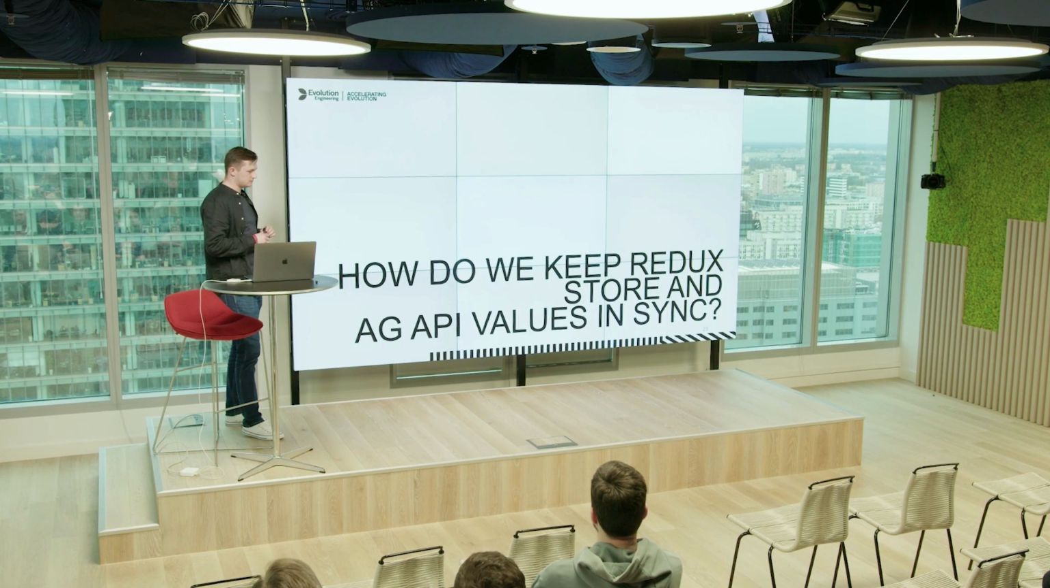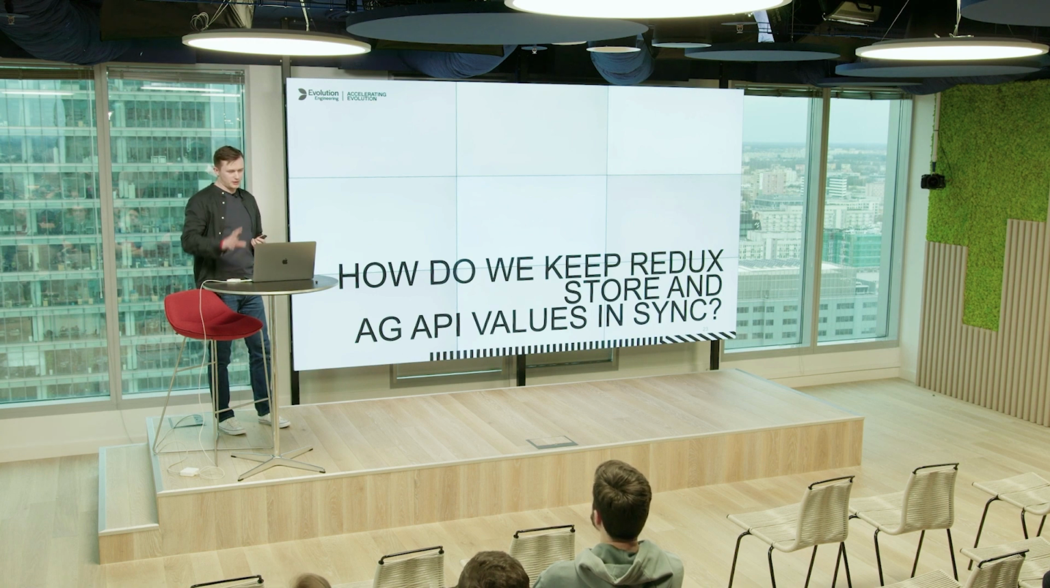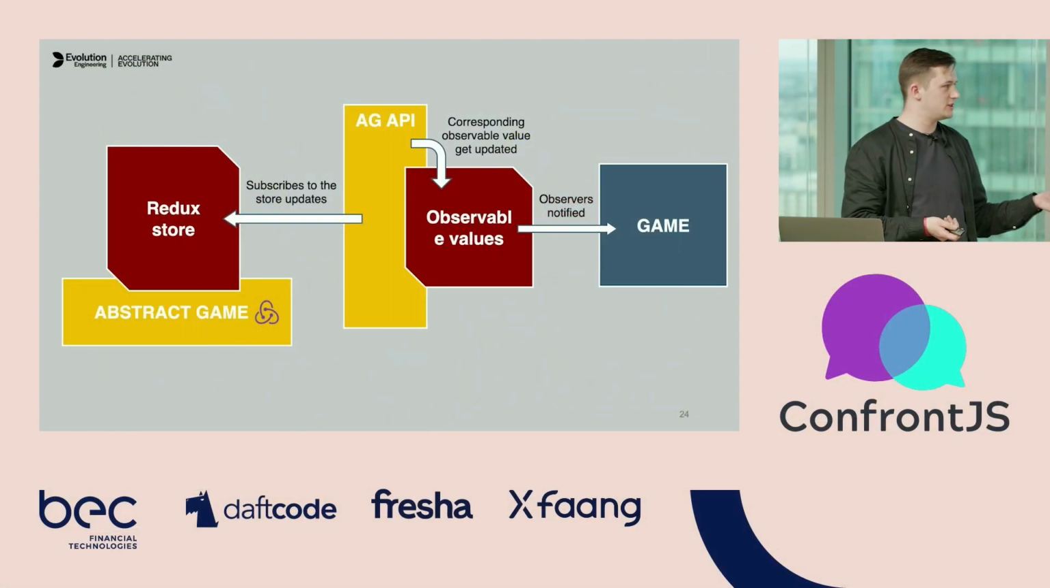Now the question. So we have the abstract game, which is all built on the React and Redux combo. And we have abstract game API with all observable values exposed and the methods to interact. But how do we keep those observable values in sync with our store? Well, the scheme is actually simple.